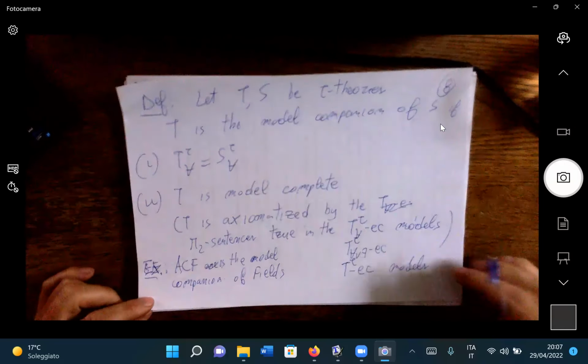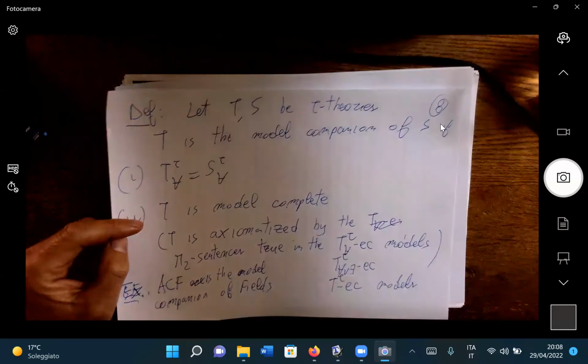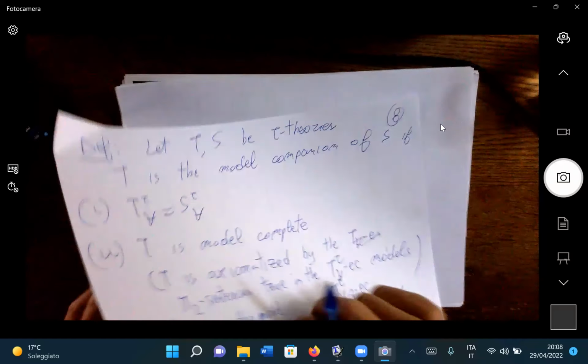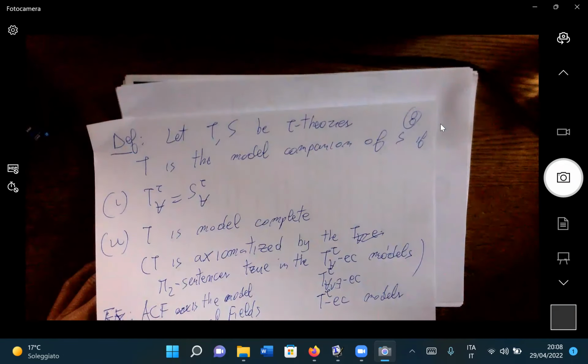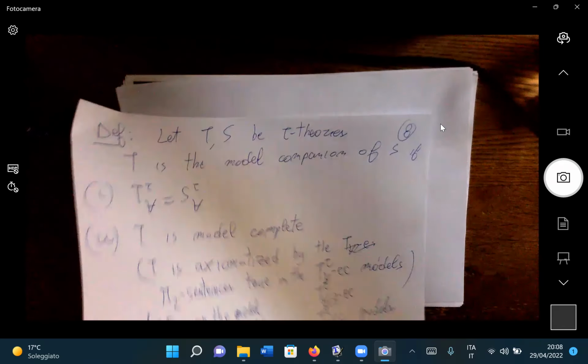Okay, and now I want to tweak a bit this definition.